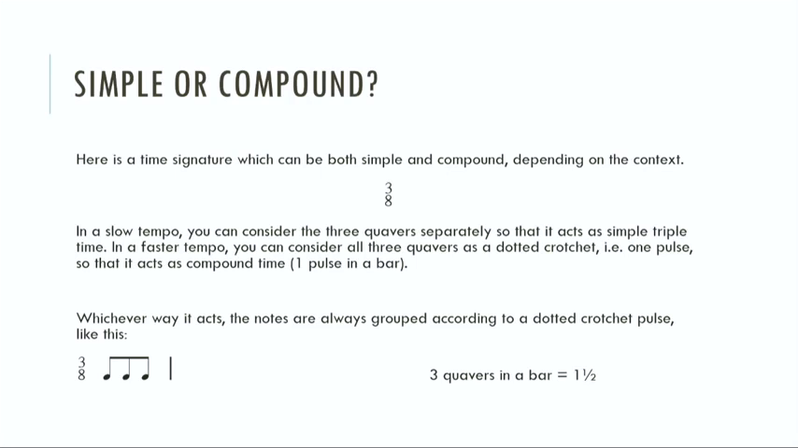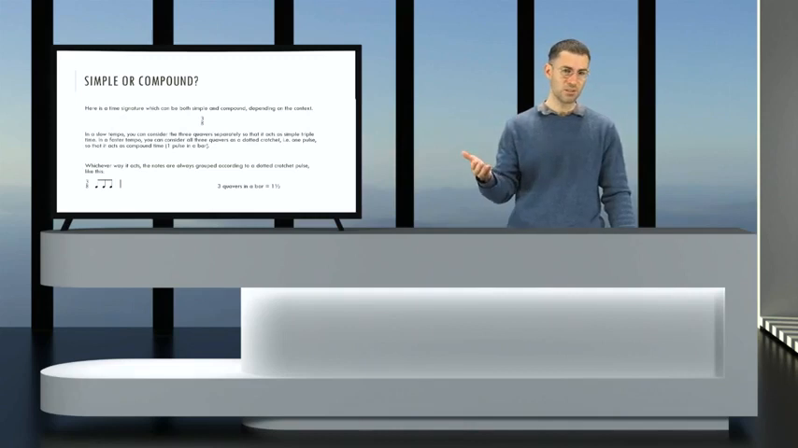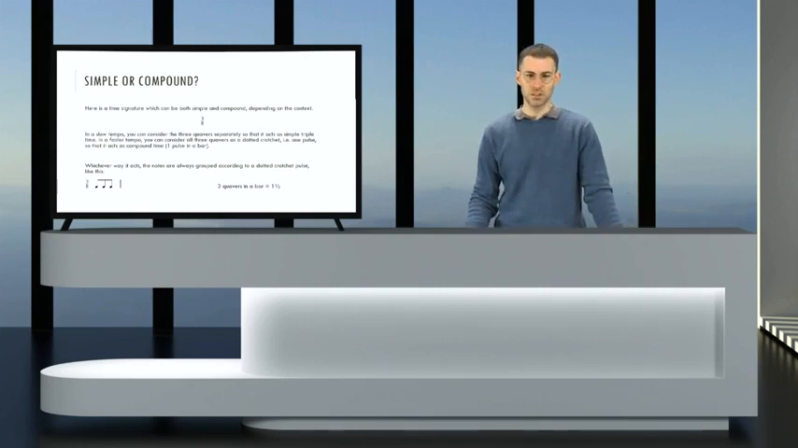So 3/8, you could get the 3 quavers going like this. 1, 2, 3. 1, 2, 3. There you can feel the 3 pulses all together. But you may get a very fast tempo like this. 1, 2, 3, 1, 2, 3, 1, 2, 3, 1, 2, 3. And you can see by my hand I'm giving 1 pulse. Okay, that's a 1 dotted crotchet pulse. So it can act in 2 ways depending on the speed of the piece.